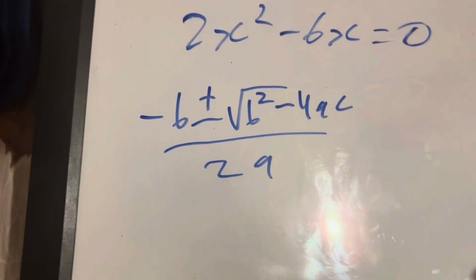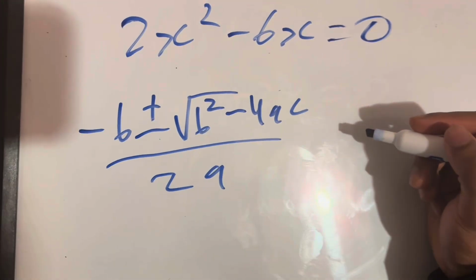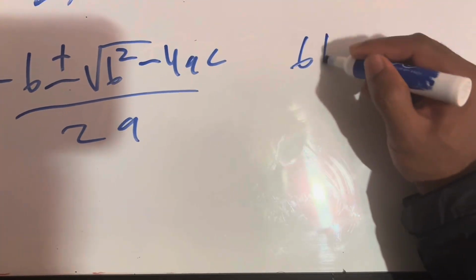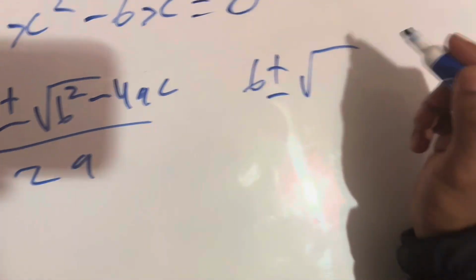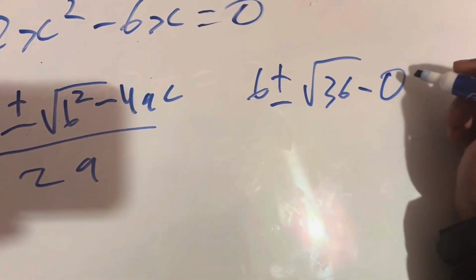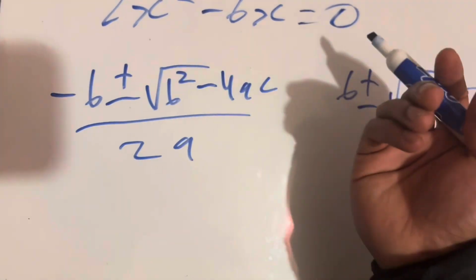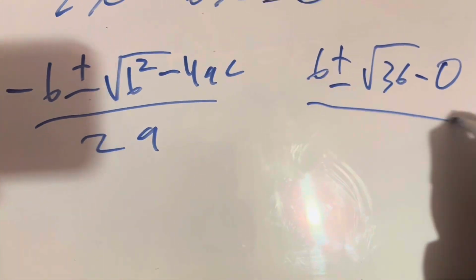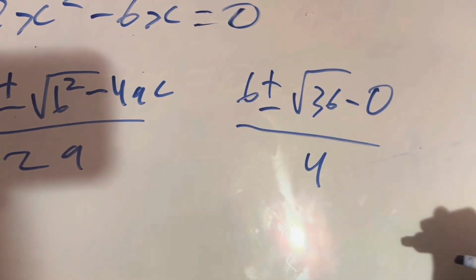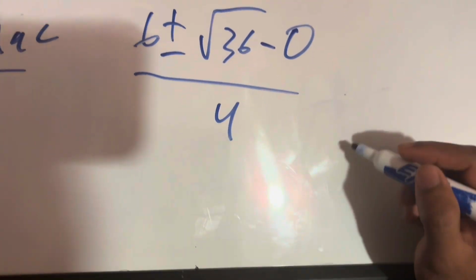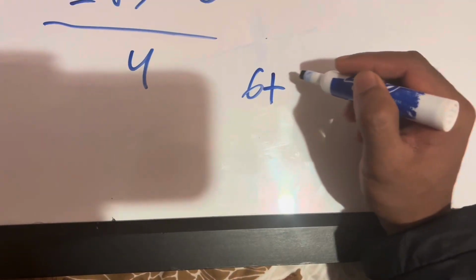Right? So, yeah. Oh my god. So 6 plus minus the square root of -6 squared, which is just going to be 36, minus all of this multiplies to 0, so it's just going to be 0, right? Because c has no value, and 0 times anything is just 0. Then divided by 2a, which is just going to be 4, right? So now the square root of 36 is 6. So we have 6 plus minus 6 divided by 4.